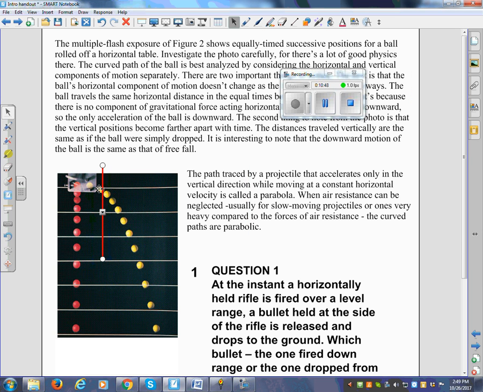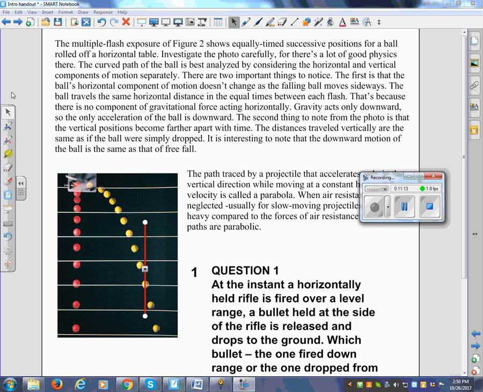So there is the edge of that first ball. Is that distance to there the same as to there? It's the same as to there? Sure is. Right? Which means this ball is traveling sideways at a constant velocity. Well done, Riley. Constant velocity.